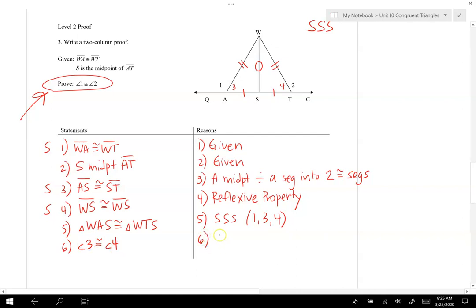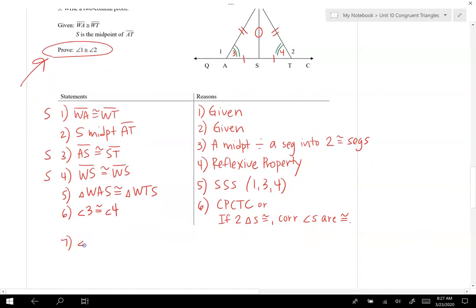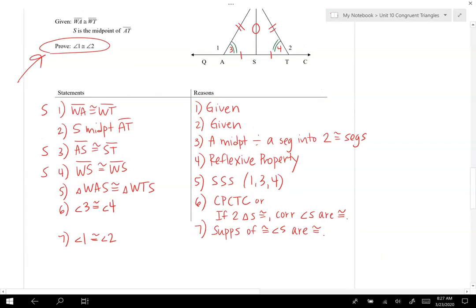So you can either write CPCTC because you already proved the triangles congruent, or you could write if two triangles are congruent, the corresponding, let's look at these, they are angles, so the corresponding angles are congruent. Okay? And then, let's look at this. If angles 3 and 4 are congruent, why do you think angle 1 and 2 should be congruent? Well, they actually end up being supplementary to those angles. So we can say angle 1 is congruent to angle 2 because the supplements of congruent angles are always congruent. Right? If angle 3 and angle 4 are 30 degrees, that means 1 and 2 are 150. All right, nice job. We'll move on to the next.